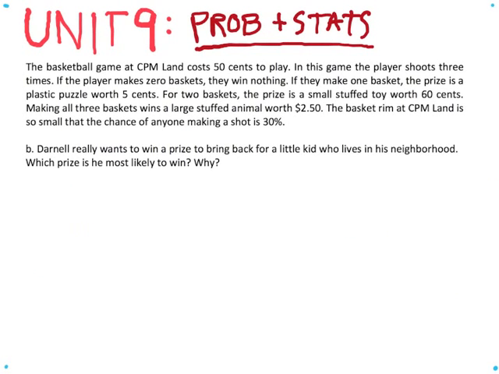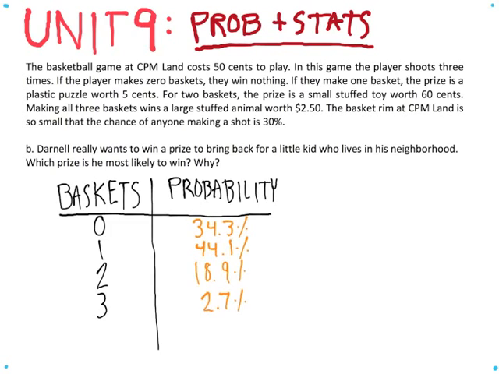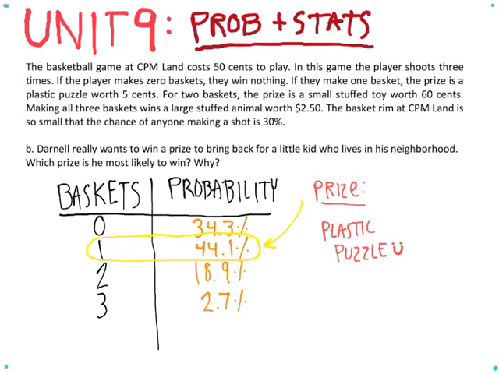Alright. Moving on to letter B. Darnell really wants to win a prize to bring back for a little kid who lives in his neighborhood. Which prize is he most likely to win and why? Well, let's look at our previous answer. The highest percentage for anything was making 1 basket, right? 44.1%. According to the problem, we win the plastic puzzle if we make 1 basket, so Darnell would most likely win the puzzle because the highest percentage of anything happening is that he makes 1 basket.